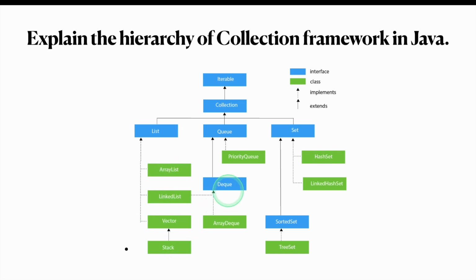Then there is Deque, which is also known as double-ended queue, and the implementation is ArrayDeque. And the PriorityQueue is the implementation for queue. For set, there are HashSet and LinkedHashSet, and for sorted set, it is TreeSet, which maintains the order in ascending order or descending order.